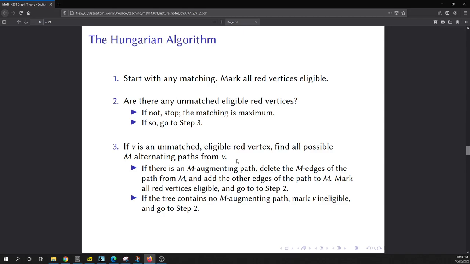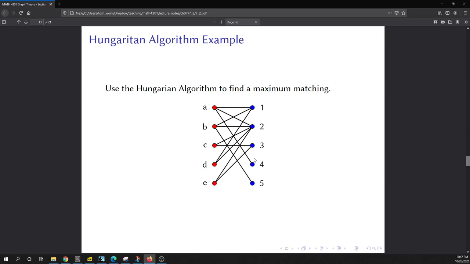And so there are two cases. If you have that M augmenting path, then what you want to do is just flip the edges and then mark all red vertices as eligible and go to step 2. So if you had previously marked any of the red vertices ineligible, just mark them as eligible and then go back and keep going through these steps. If you have no M augmenting path from that vertex V, then mark that vertex V ineligible and go back to step 2.